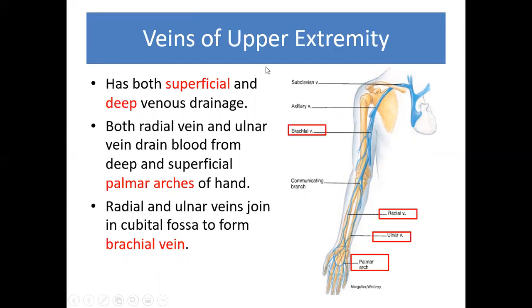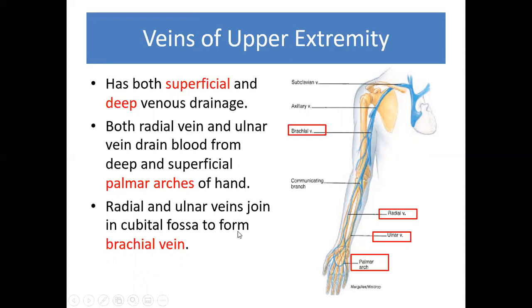For the veins of the upper extremity, it has both superficial and deep venous drainage. Both radial and ulnar veins drain blood from the deep and superficial palmar arch of the hand. Okay, these are the things that you have to remember.